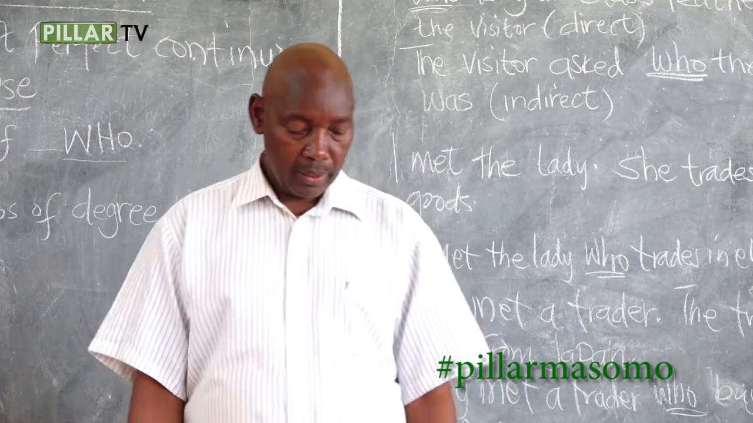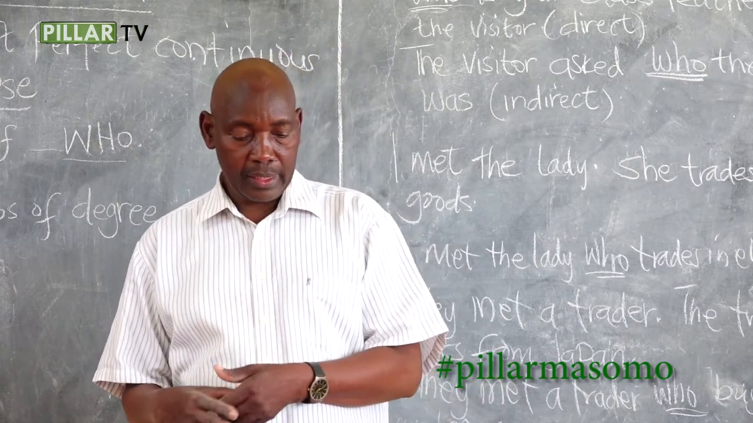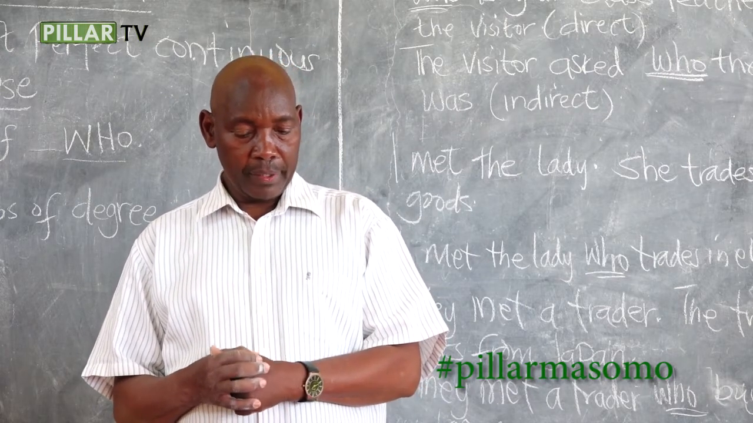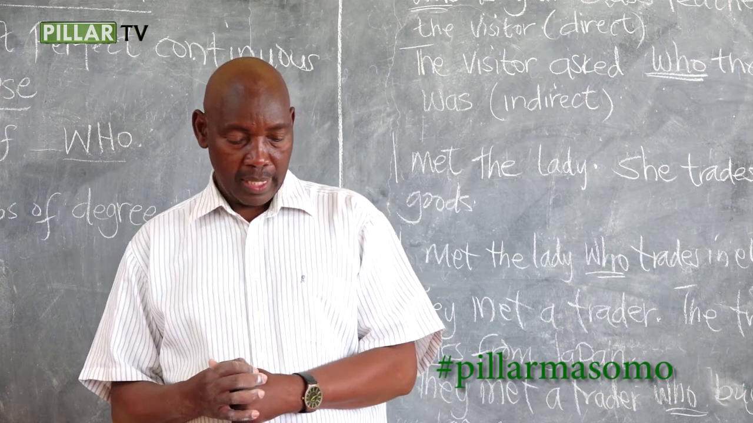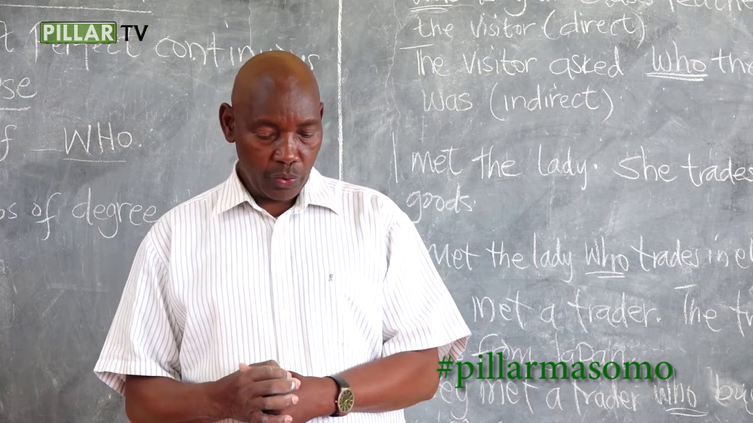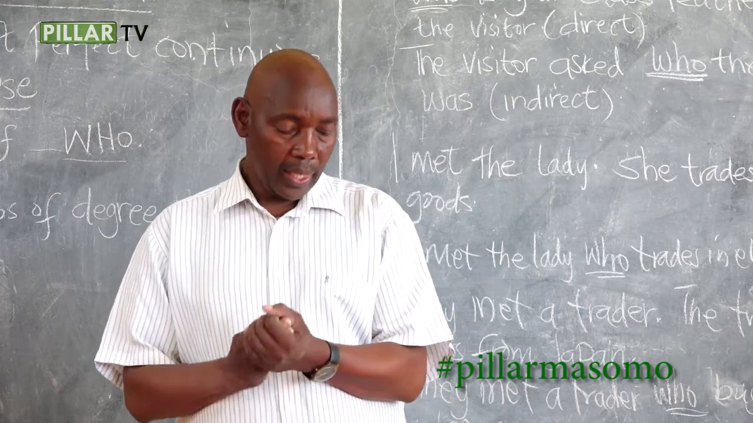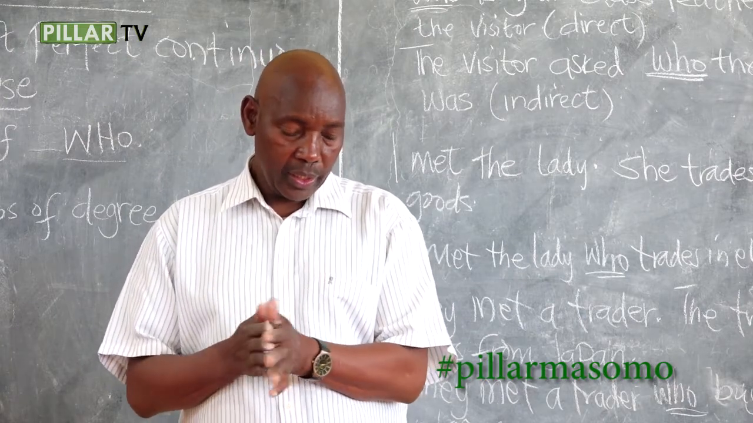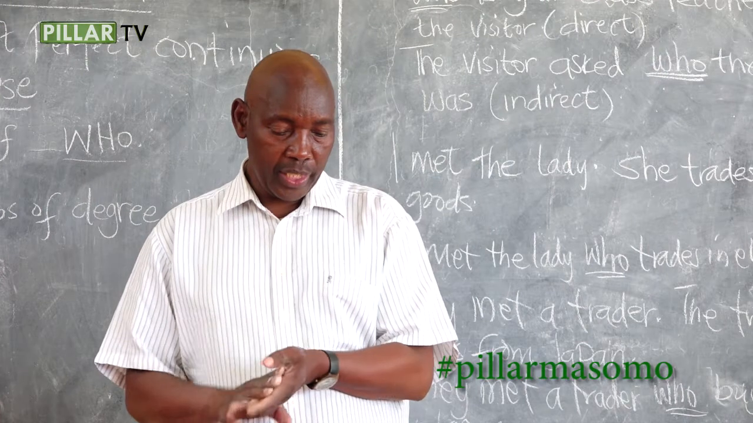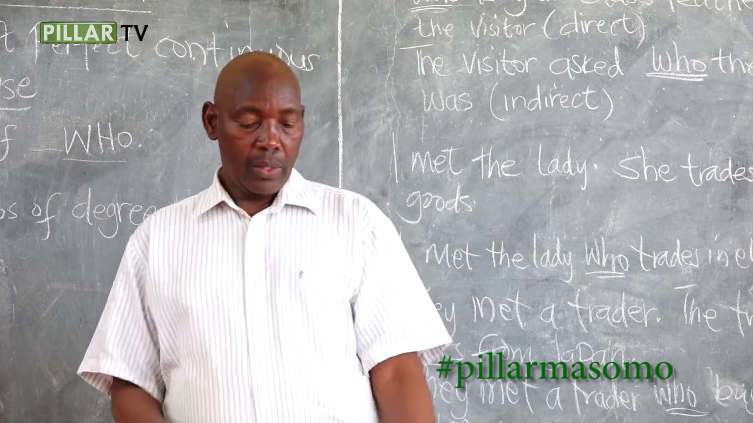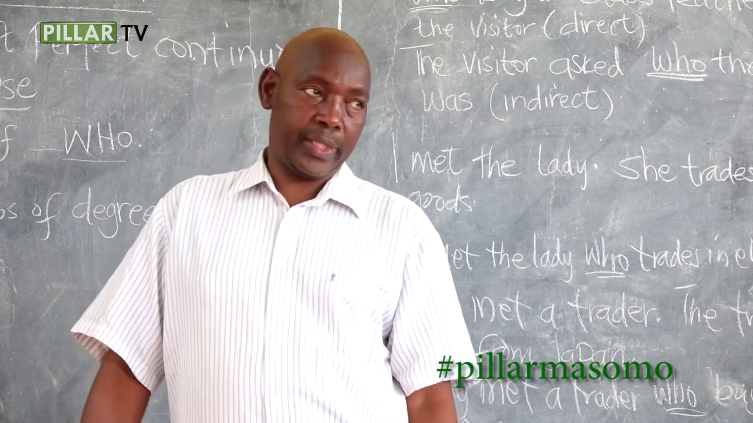Another one, we talked to a business person, and he sells goods on credit. Now, when we join these two sentences, they read as, we talked to a business person who sells goods on credit.